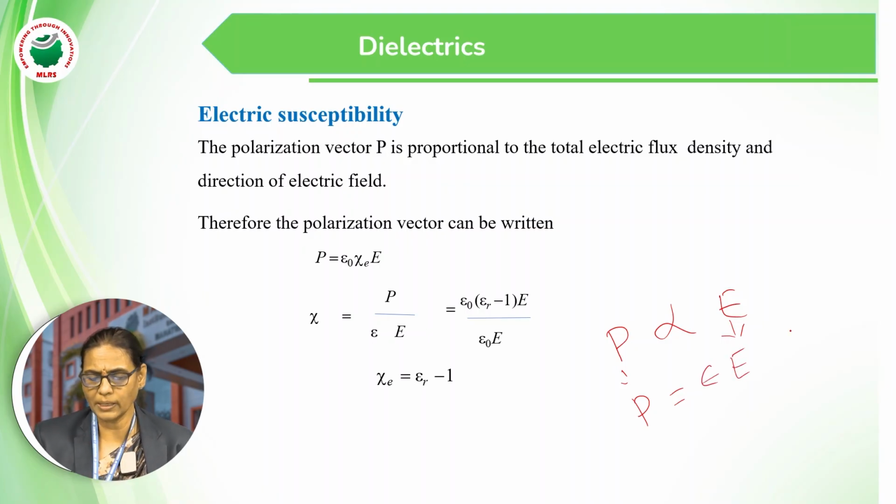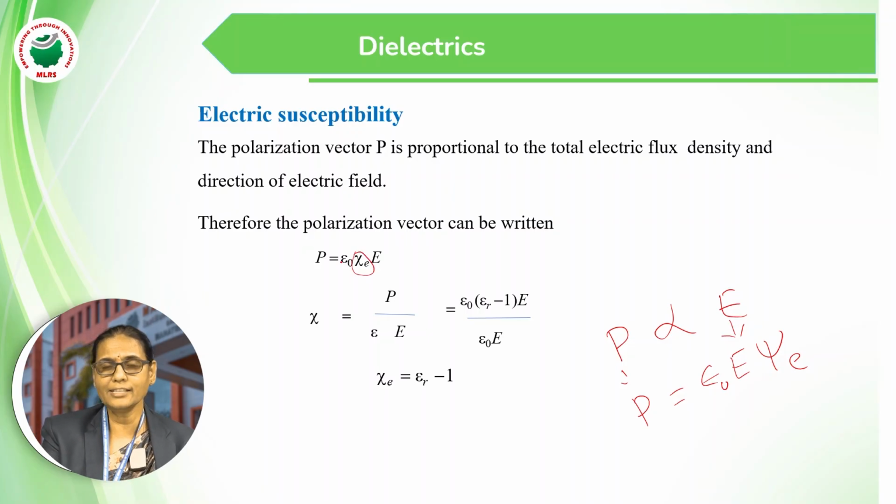P is equal to epsilon naught E. Now, introduce here χE. We can write the polarization vector P is equal to epsilon naught E into χE. Now, what is this χE called? χE is called electric susceptibility. As I told you, it does not carry any particular definition. It is a property, a measurable value. So, χE is equal to P by epsilon naught E.